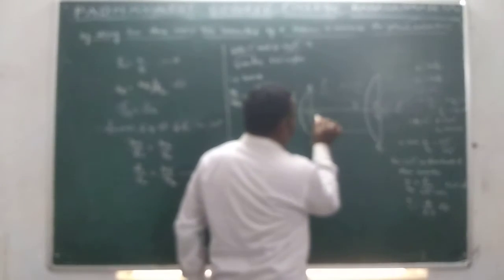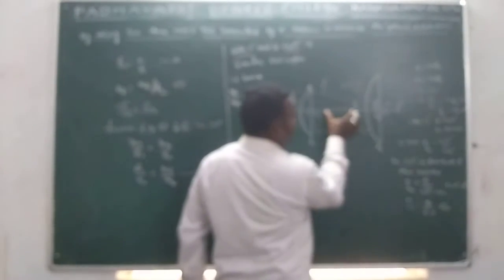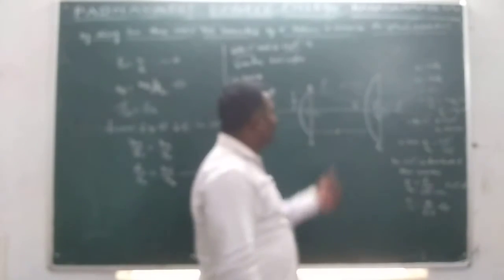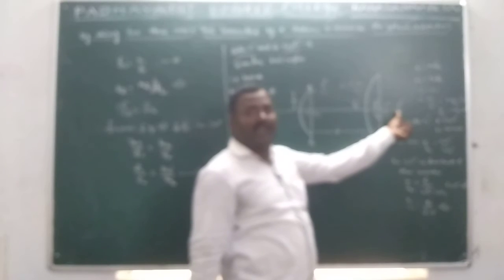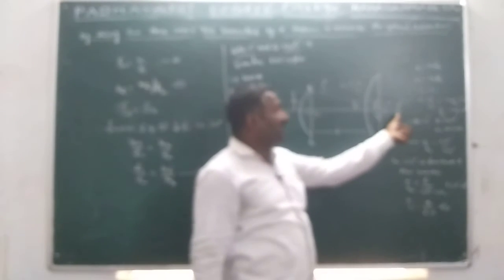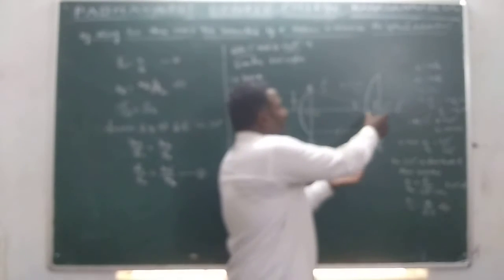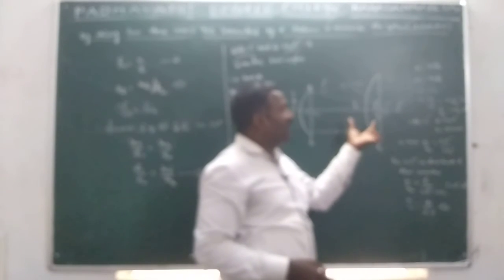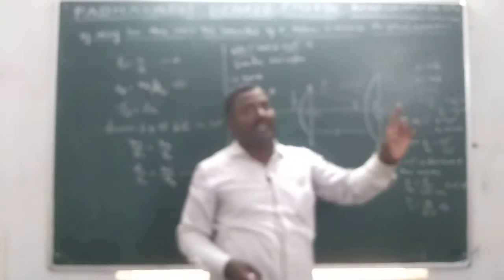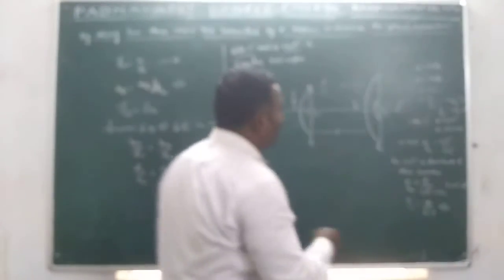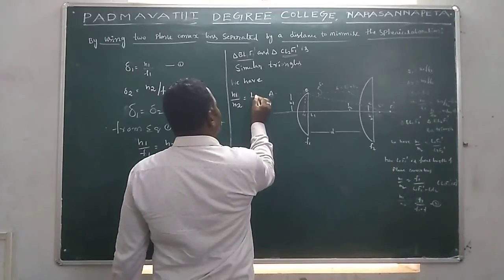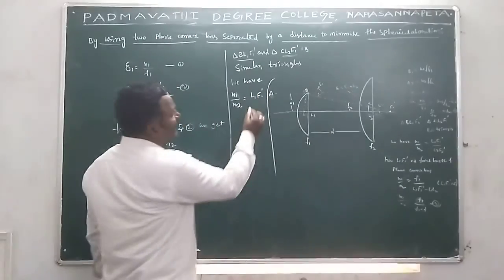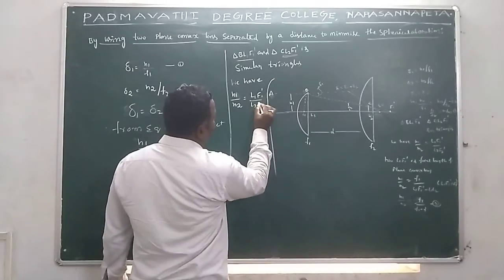That means from here L1 F1 dash, and this side equals L2 F2 dash. Is it clear? L1 F1 dash is equal to L2 F1 dash, because this whole thing is a right angle triangle, similar triangles. Therefore that can be written as L1 F1 dash by L2 F2 dash.